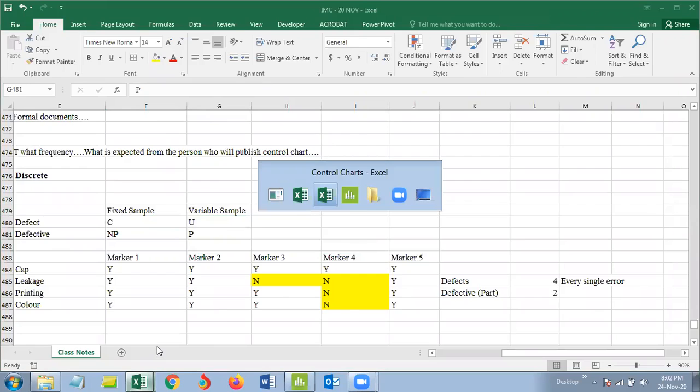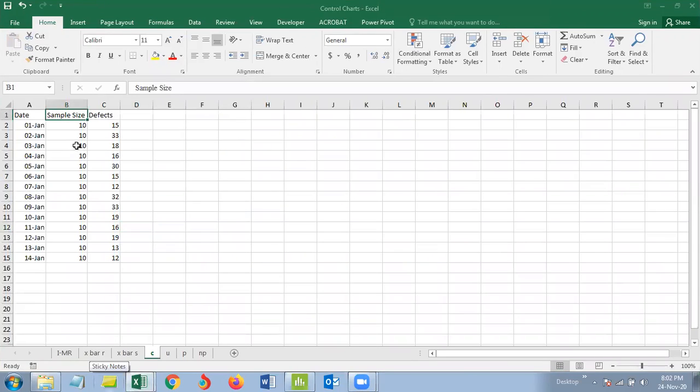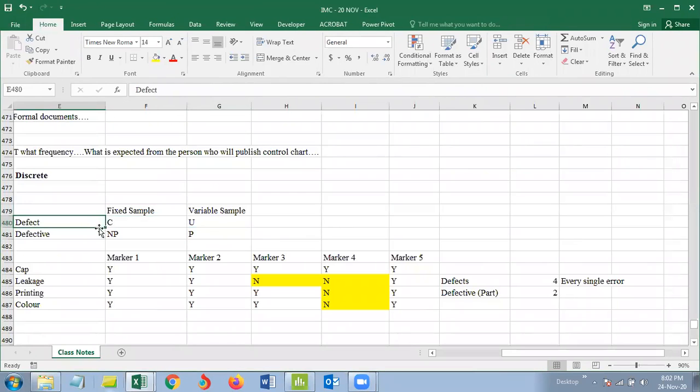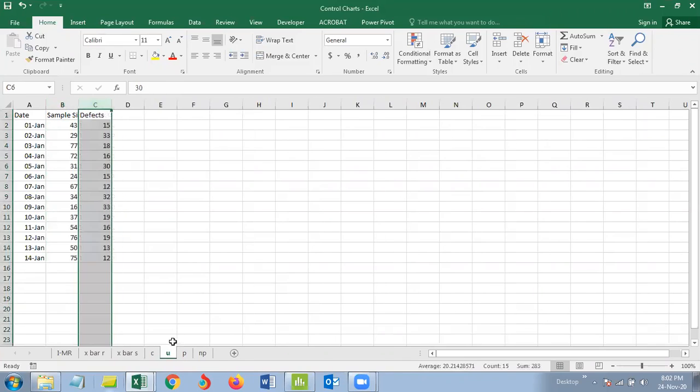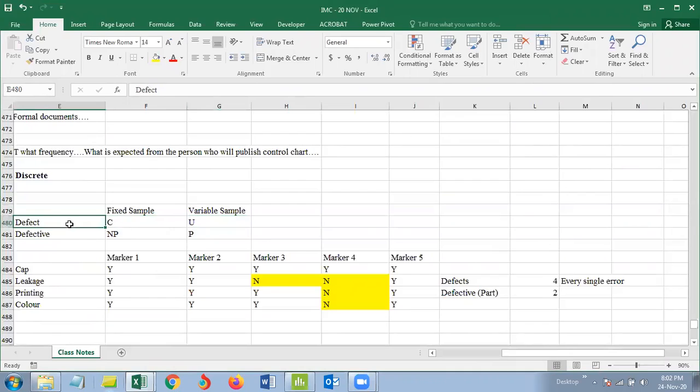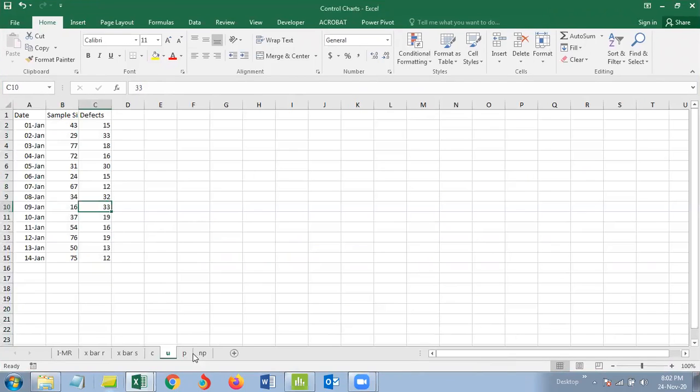Let's have a look at the data. We have data for that. So C chart: every day I am picking 10, 10, 10, 10 samples, and I'm counting how many defects I find. So fixed sample, counting defects, C chart. This kind of data will be required for a C chart: a count of samples, which is fixed, and the defects that you find in them. U chart: your sample size is changing. Some days you pick more samples, some days you pick fewer, and you count how many defects you found. So variable sample and counting defects, that would be U chart kind of data.